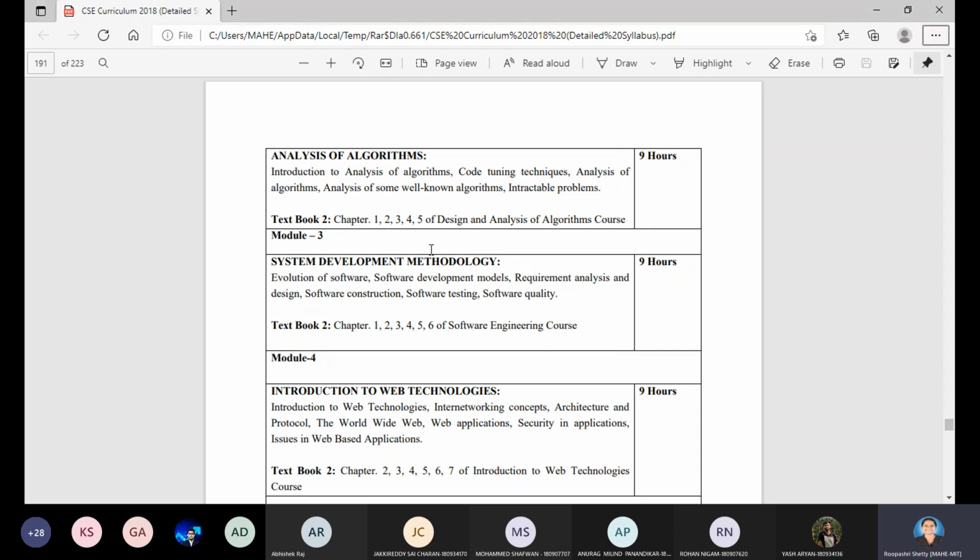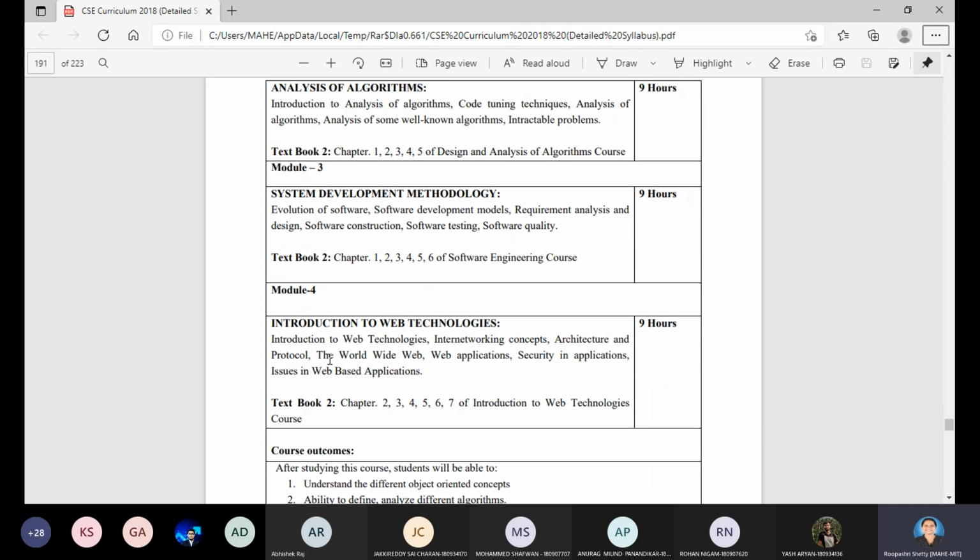The third module is system development methodology, where we look at what the requirements are for developing software. What are the models that are available? And how do you design? What are the design models? And how do you construct the software? And once the software is developed, how do you test the software for its quality? All these things will be discussed in the third module. So it is software development methodology.